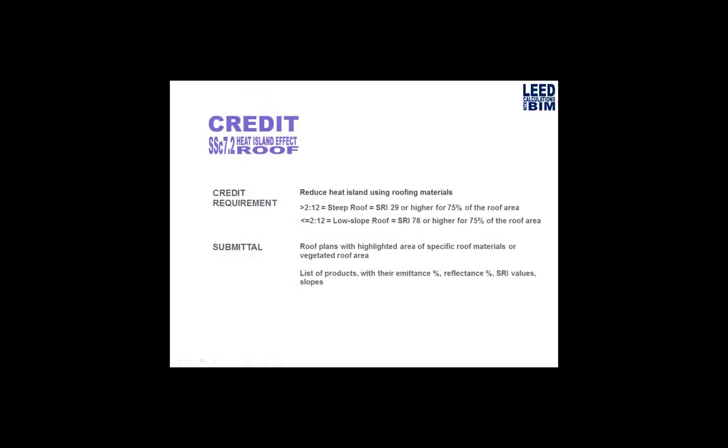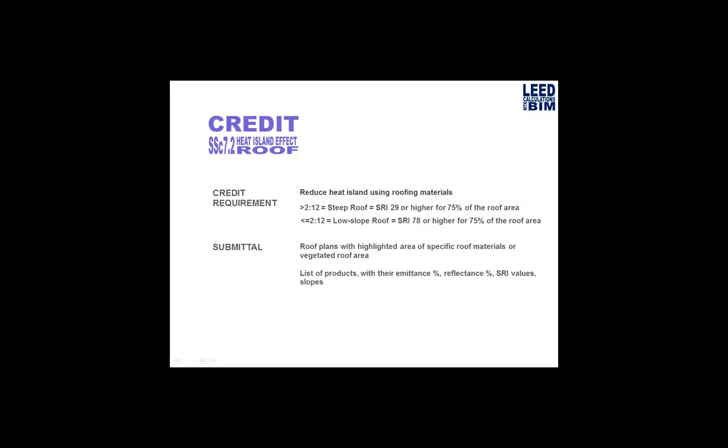Okay, so this is the first credit. And really what the purpose of this credit is to reduce the heat island effect through the use of roofing materials with SRI values that comply with the following 2 statements. The SRI value is a solar reflective index, right? It's a measure of the roof's ability to reflect solar heat.